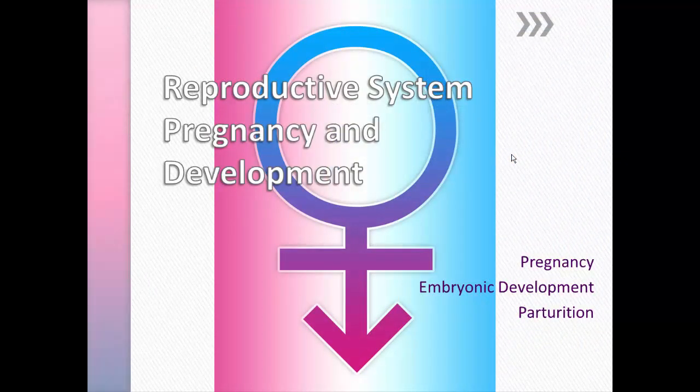Now that brings us to the end then of our look at how to get pregnant. So the last video lecture we're going to look at is basically what happens during pregnancy, particularly the embryonic development and then parturition or birthing process.